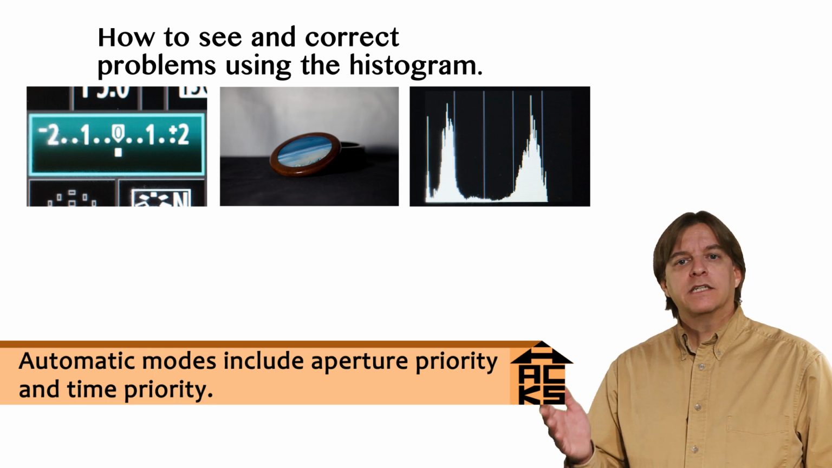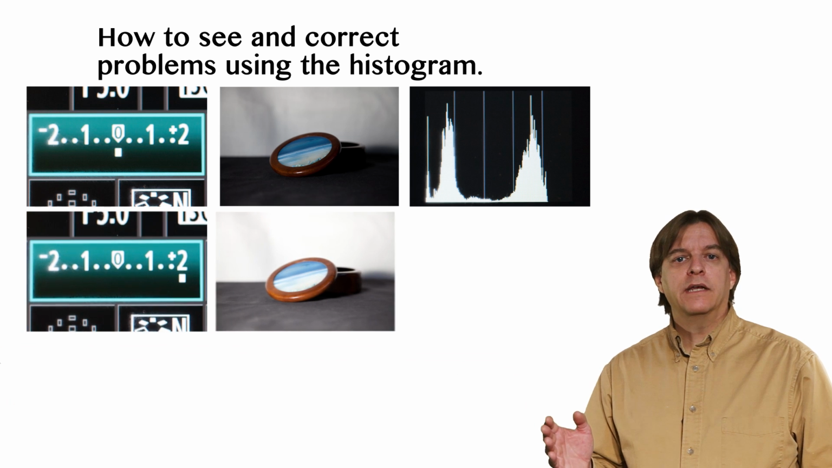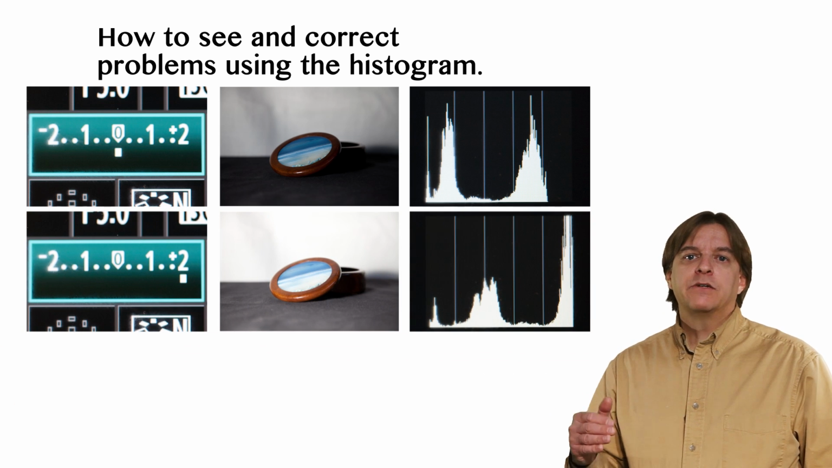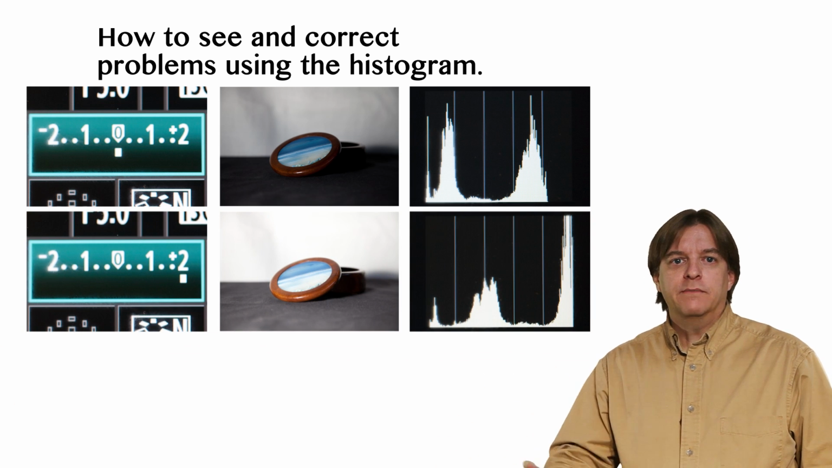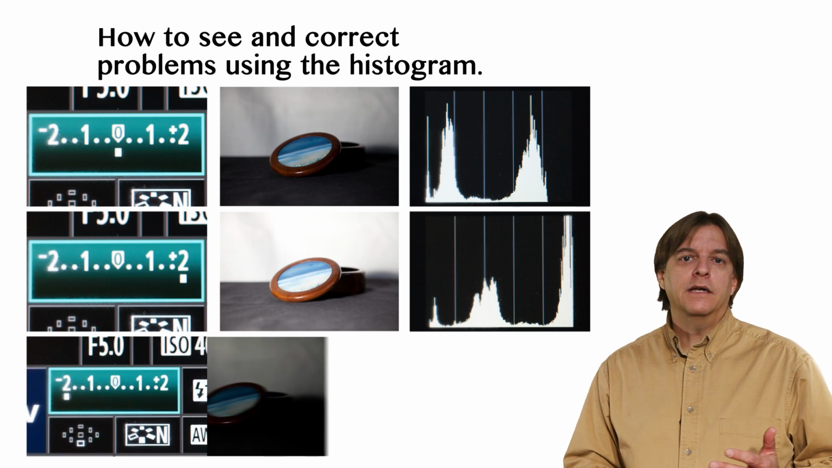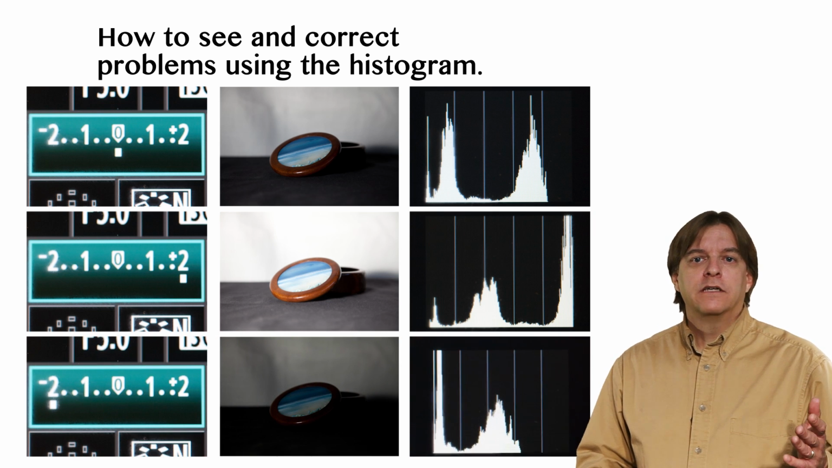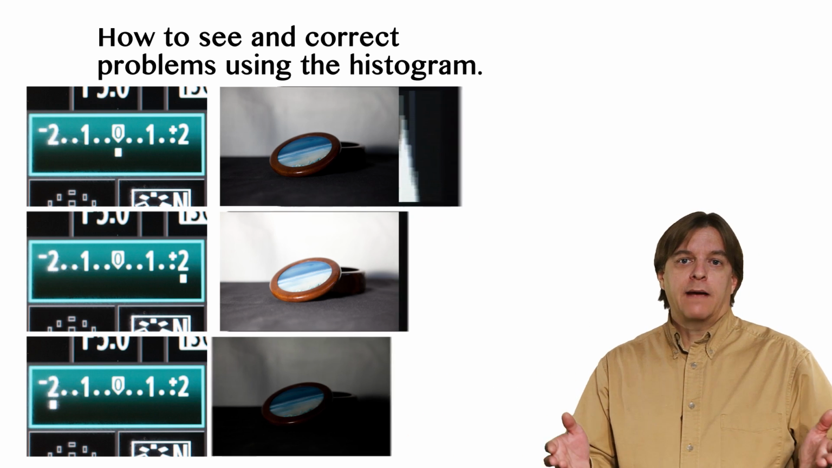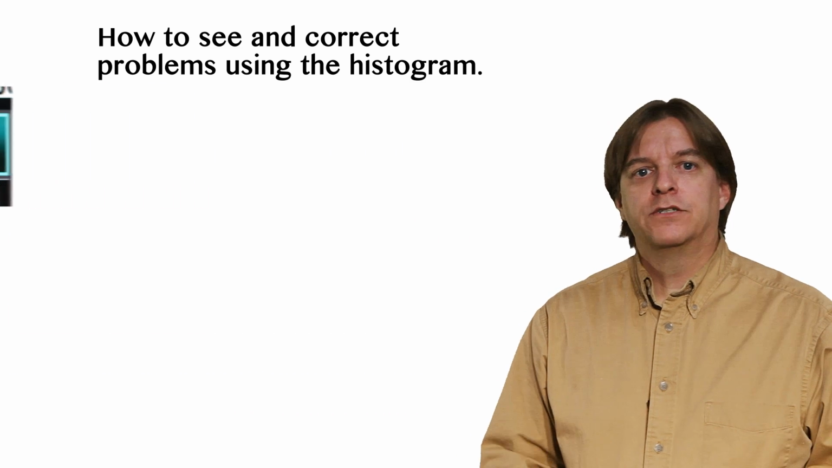By setting it to the plus side, you're telling it to move the peak to the right to brighten the image. Or from the camera's perspective, you want to overexpose the image. By setting it to the minus side, you're telling it to move the peak to the left to darken the image. Or again, from the camera's perspective, to underexpose the image.